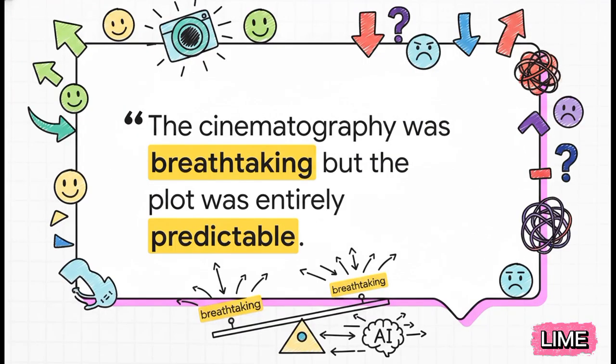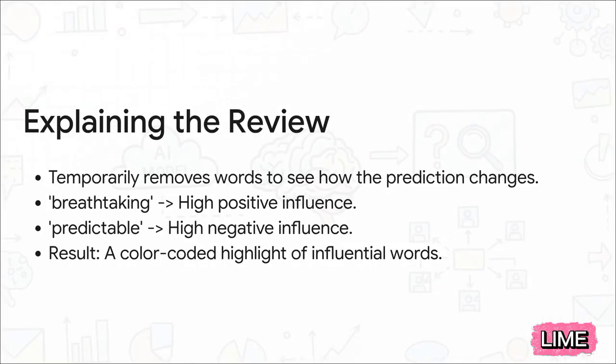So imagine an AI is trying to figure out if this film review is positive or negative. It's a tricky one, right? It's mixed. How does the model weigh the good against the bad? Well, Lime can show us exactly which words are doing the heavy lifting. The way it does this is just ingenious.